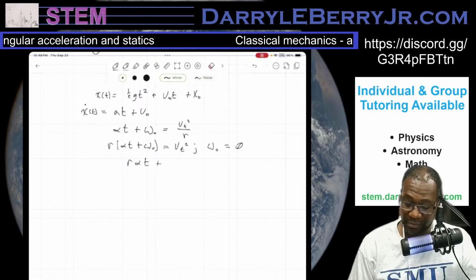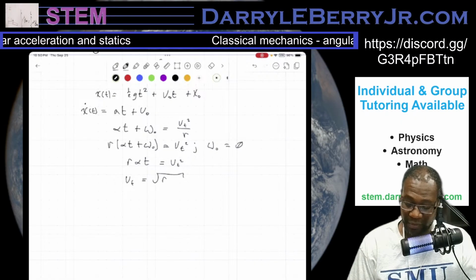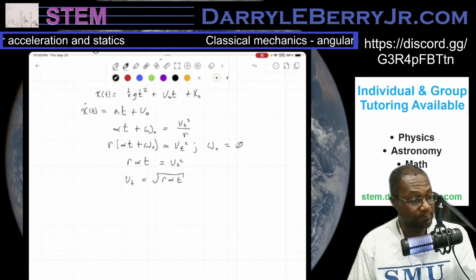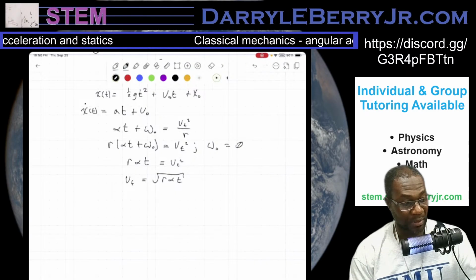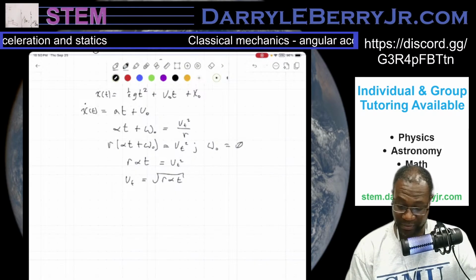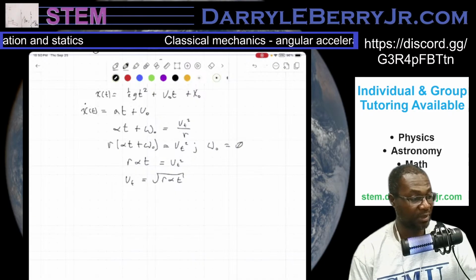plus equals v t squared. So that means that the translational velocity equals the square root of r alpha t, where r is the radius, alpha is the angular acceleration, which we have, and t is the time.